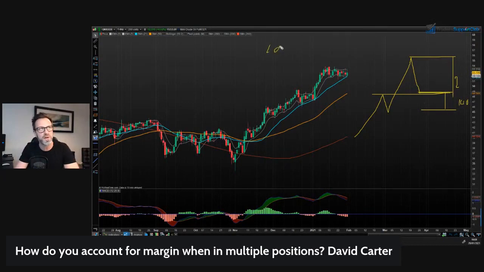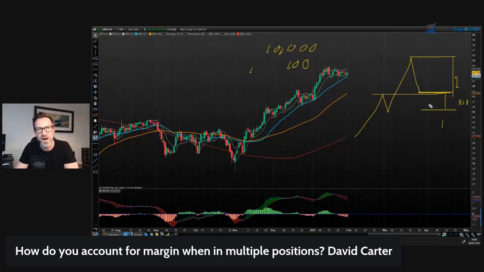So let's say you're running a 10,000 unit of currency account. You're going to risk 1% on that trade. You're going to risk £100, $100. You're only going to be risking £1 per point movement, or whatever it is relative to lots.